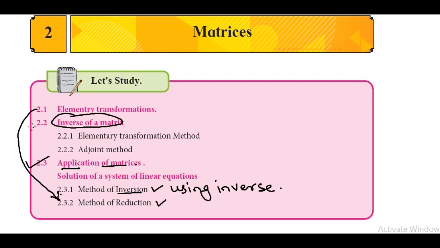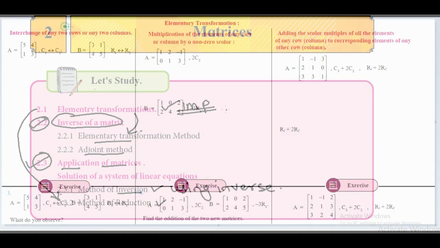Now let us come to the unit 2.2. In inverse of matrix, there are again two methods, that is elementary transformation and adjoint method. So again we have elementary transformation. So elementary transformation is used in both the units, that is in 2.2 and 2.3 both. So it is very important to understand elementary transformation.